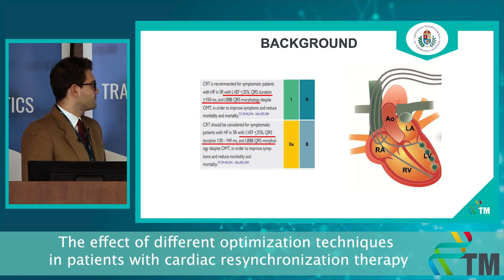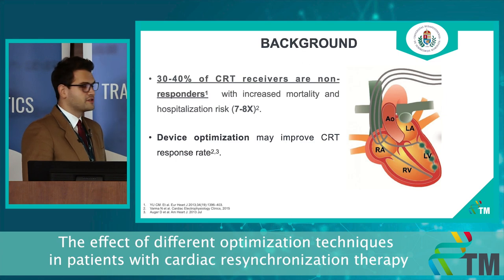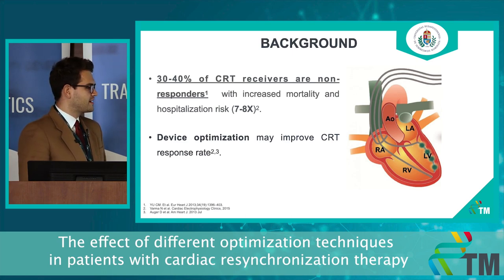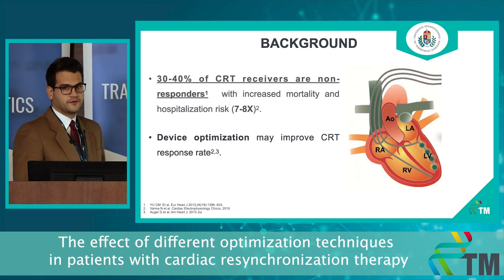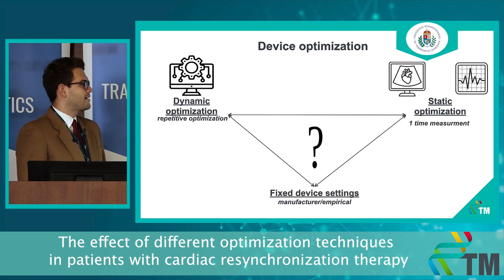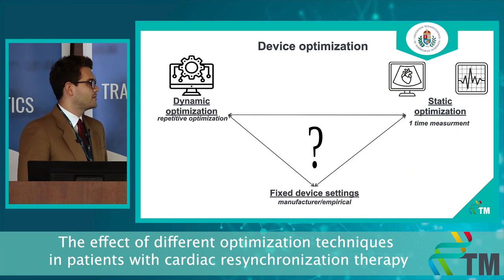But unfortunately, up to 40% of the patients who receive CRT are non-responders to the therapy, meaning that they have an increased risk of mortality and hospitalization in the long run. Some studies suggested that device optimization may improve CRT response rate. This optimization means that we try to adjust some device parameters, especially the atrioventricular and the ventriculoventricular delays, to the individual patient's needs. The problem with optimization is that we have a lot of techniques to optimize our devices.